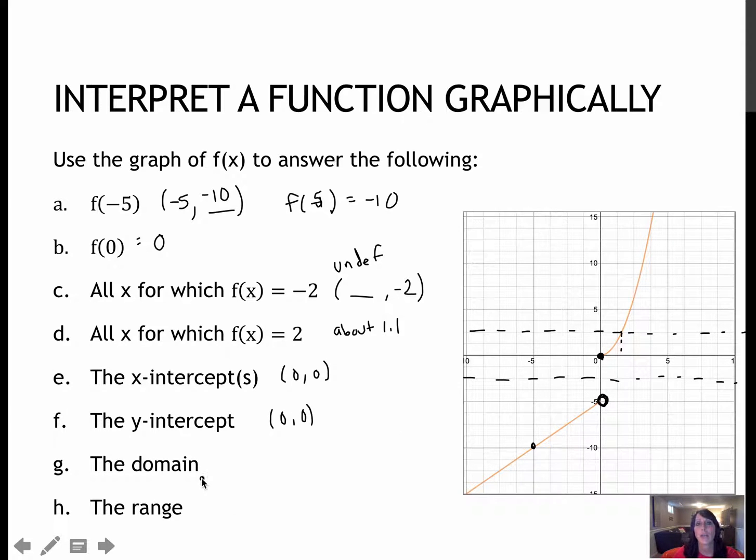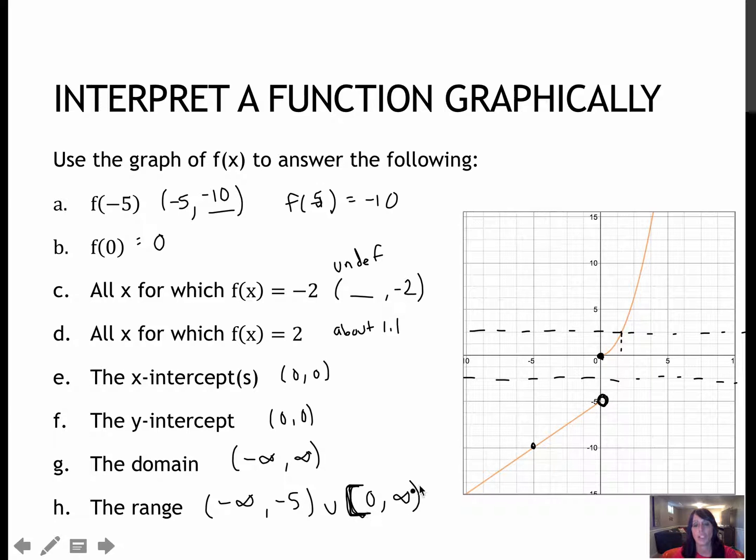The domain would be all of the x values that I can use. This would be everything. We talked about this in our last questions. So everywhere on x, I've got a value for y. The range, however, would go from -infinity on the y up to -5, and then add to that starting at 0, which again is a closed bracket, up to +infinity.